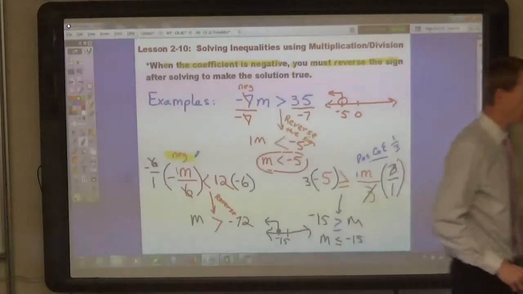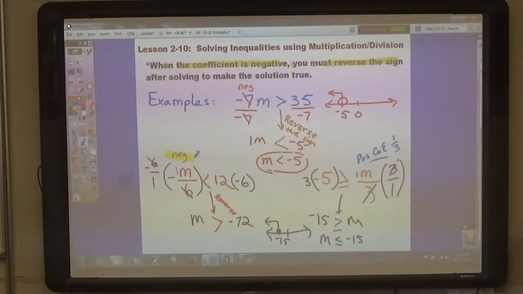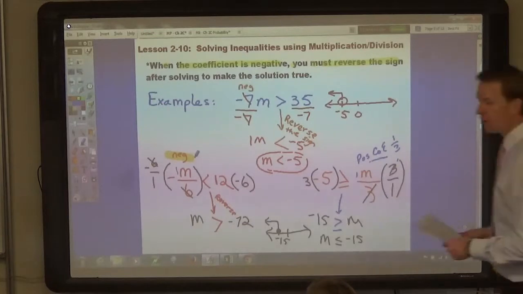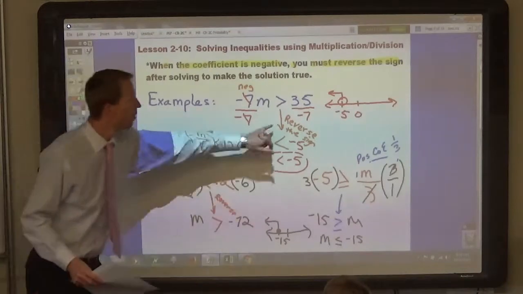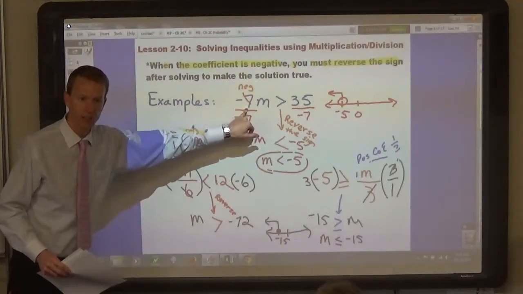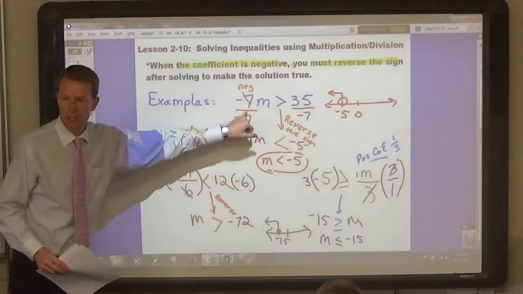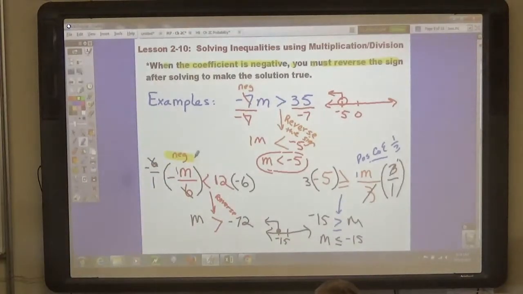Now, let's practice a couple of these. Make sure that you write down these examples. Highlight in your notes right now what I highlighted in my notes. When the coefficient is negative, you must reverse the sign. Then, right now in your notes, circle the negative 7 and reverse the sign. The negative 7 right here, where it says negative. Circle that negative 7. Highlight that negative 7. And then write reverse the sign.